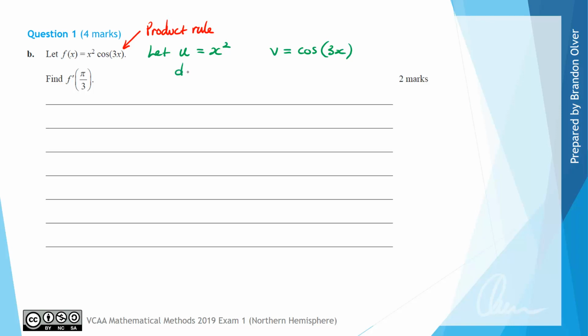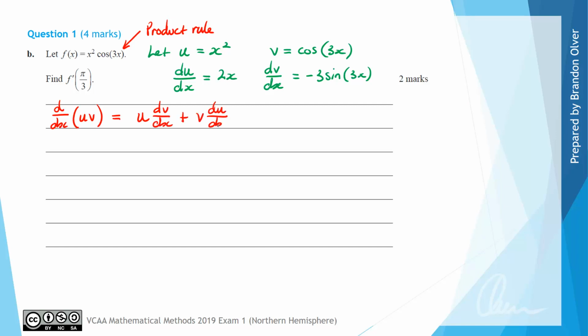And then similar to what we did with the quotient rule, we need to calculate du/dx, so that is equal to 2x, and dv/dx, which is equal to negative 3 sine of 3x, and you can use your formula sheet to help find those derivatives. And then we recall that the product rule says that the derivative d/dx of a function u multiplied by a function v is simply equal to u times dv/dx plus v times du/dx. Or we can just multiply u times dv/dx, so those two things together, and then multiply those two things together, which is v times du/dx.